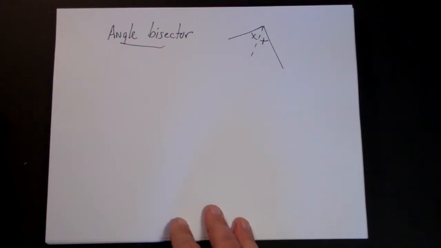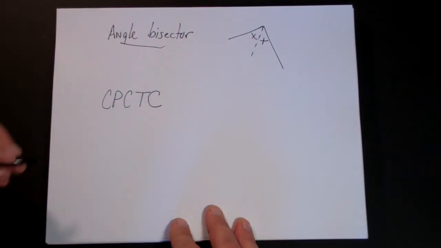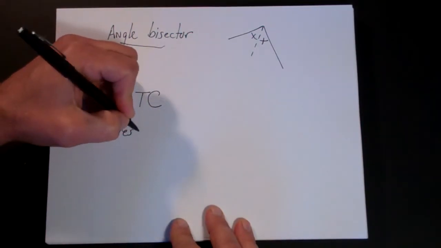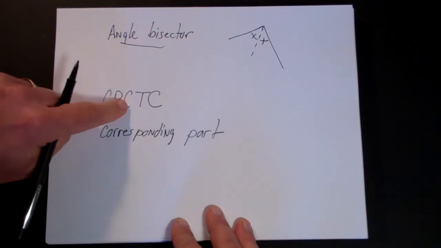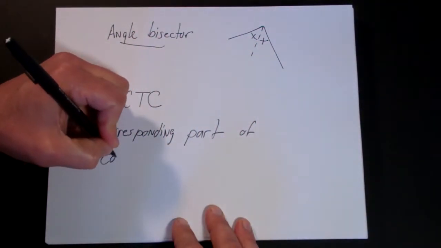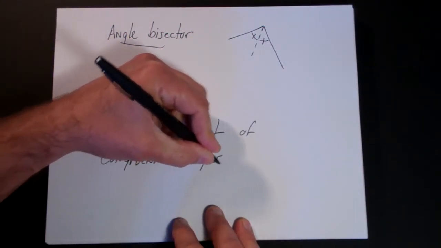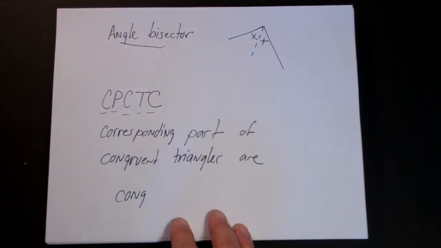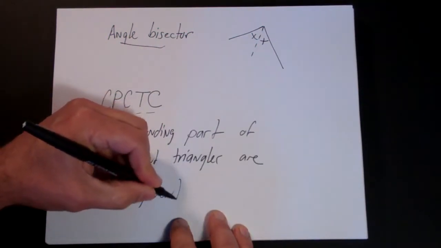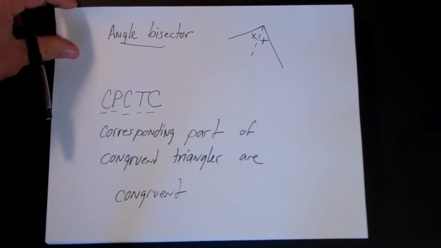Seems to make sense. And the second concept we need to know about is something called CPCTC. And that stands for the corresponding parts of congruent triangles are congruent. And we just call it CPCTC as an abbreviation. And if you think about it, that's exactly what we mean when we say triangles are congruent: triangles are congruent if the corresponding parts are congruent. So let's go and get started.